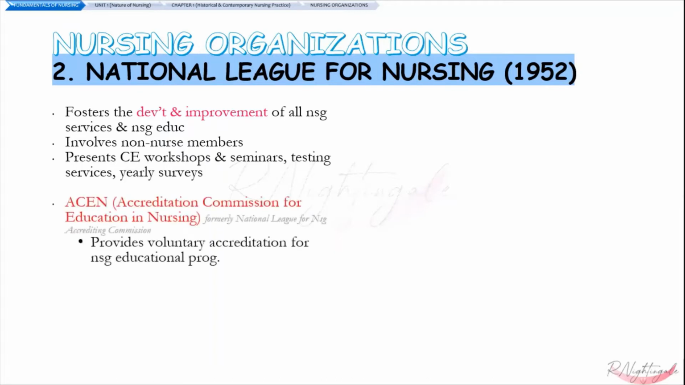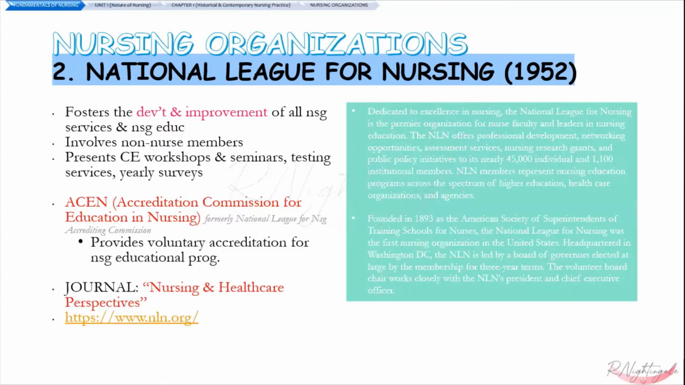The ACEN, or the Accreditation Commission for Education in Nursing, formerly NLNAC, is an independent body within the NLN which provides voluntary accreditation for educational programs in nursing. The official journal of the NLN is called Nursing and Healthcare Perspectives, and this is their website. And on this website, this is their introduction.